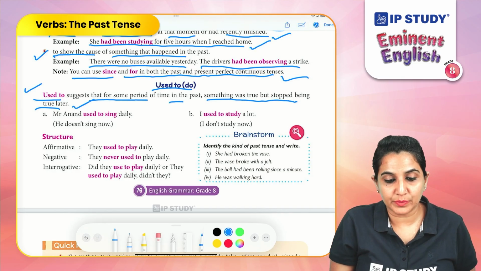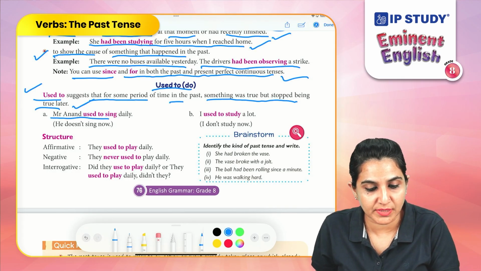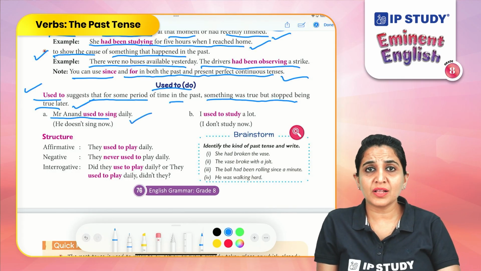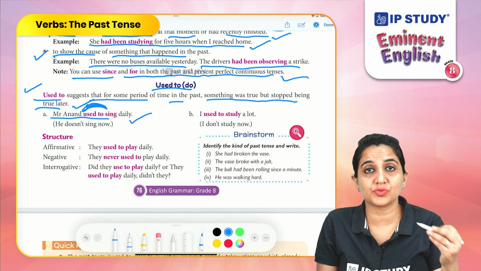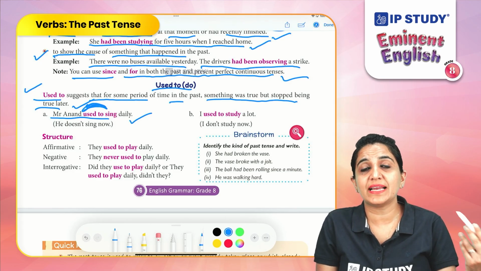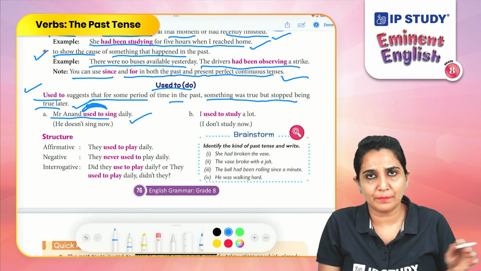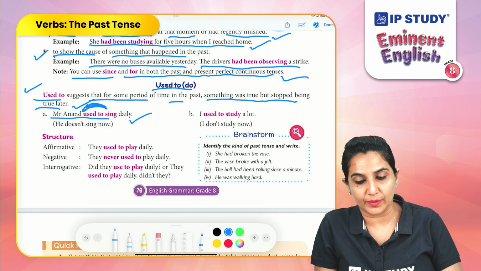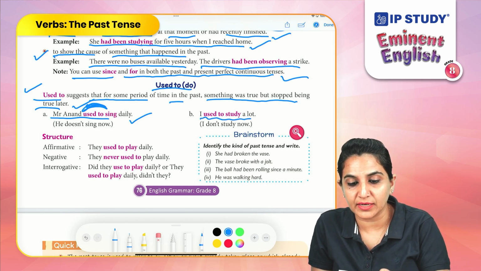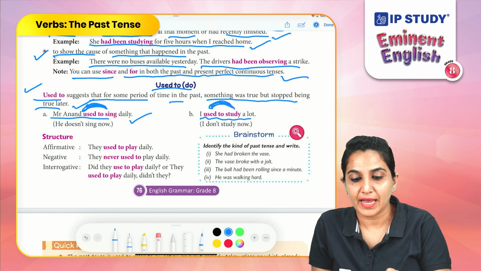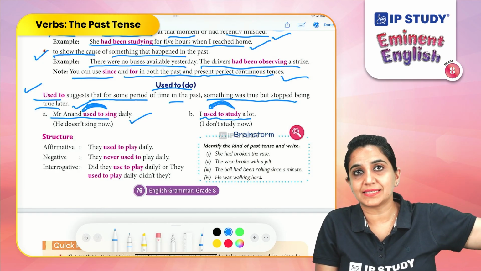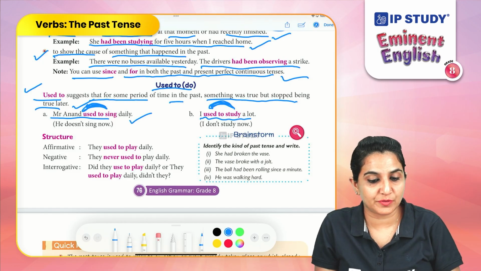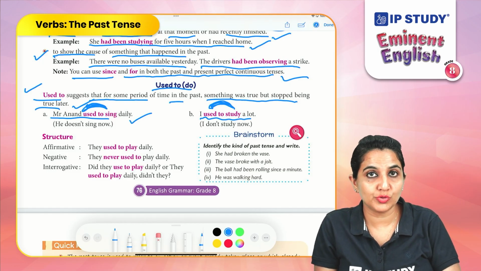Let's read some examples. Mr. Anand used to sing daily. So used to is expressing the past tense. That means he used to do a certain action or have certain habits in the past at that time, but it is not happening right now. I used to study a lot. That means I am talking about a true or habitual action in the past at that time. So for these types of sentences, we use used to.